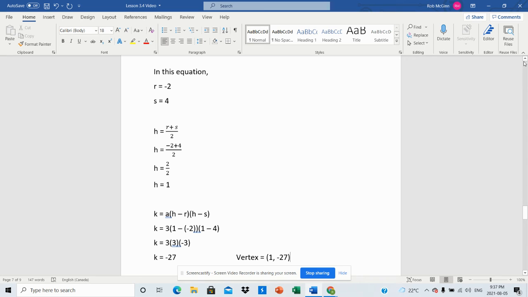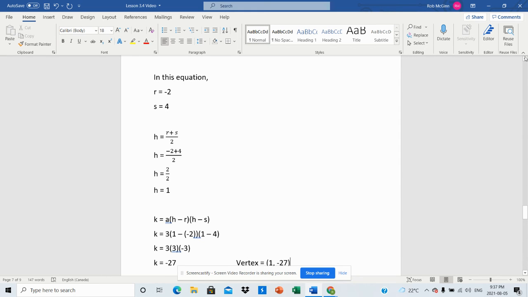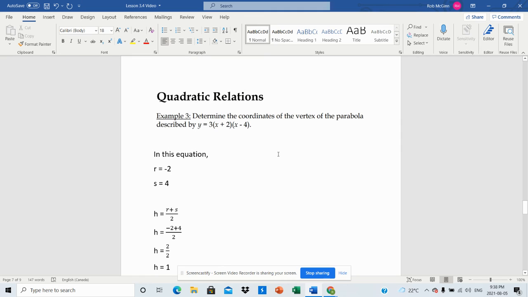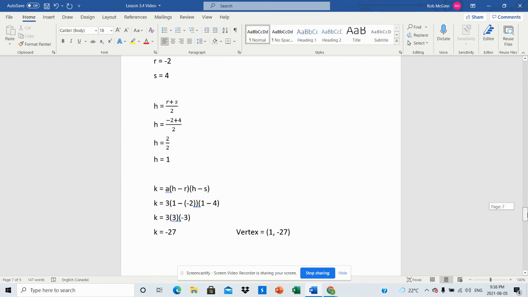Once again, if you want to make sure that you're correct, if you want to do a check, if you're doing this on a quiz or an assignment, you can simply put the equation into Desmos and then look at what the vertex is. It should be the same. So y equals 3 times x plus 2 times x minus 4. Put that in just like it is into Desmos, and it'll verify what your vertex is.